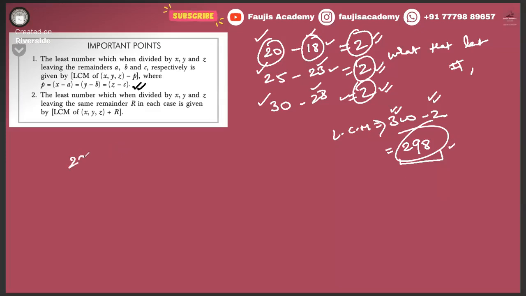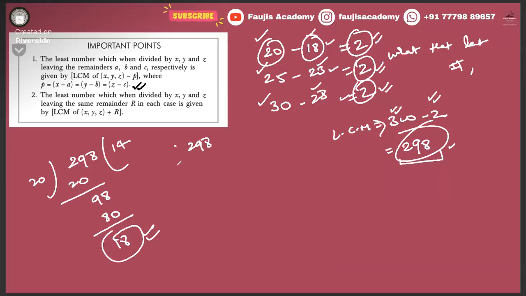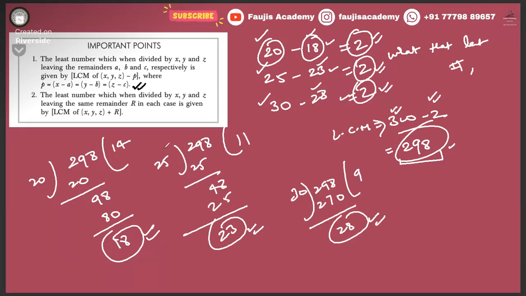If I divide 298 by 20, is the remainder 18? When divided by 25, is the remainder 23? Is the remainder 28 when divided by 30? Yes. So do we have the numbers that we are looking for? What we have actually done is this, and the people who found this particular observation were geniuses.